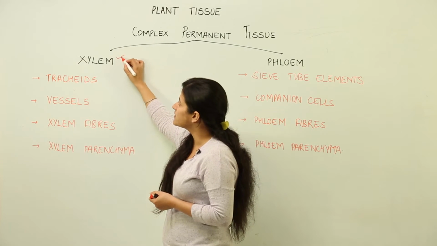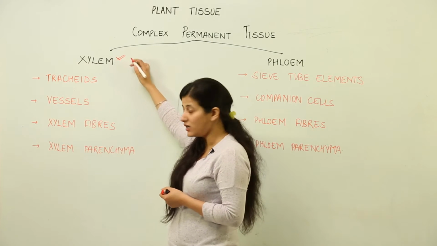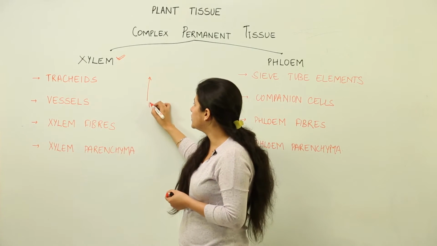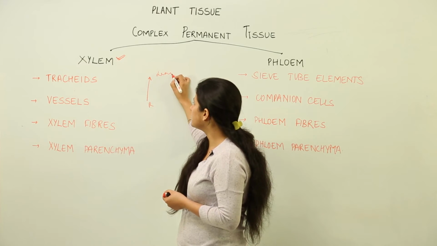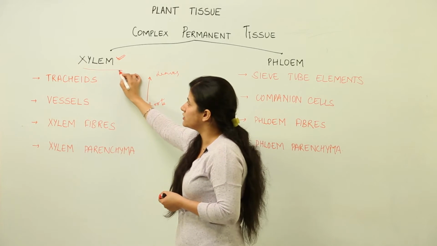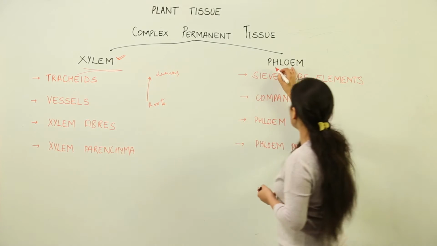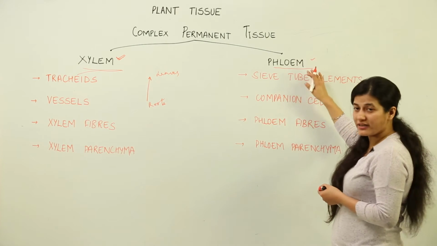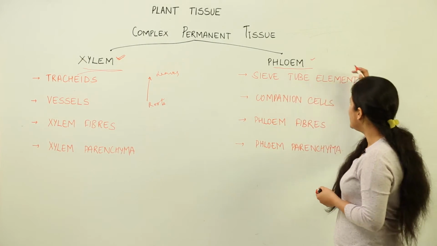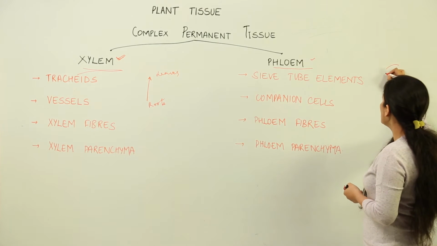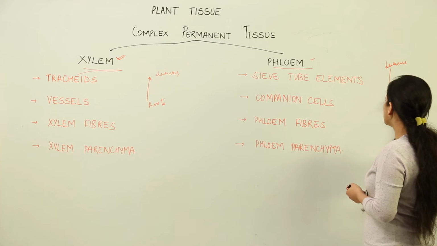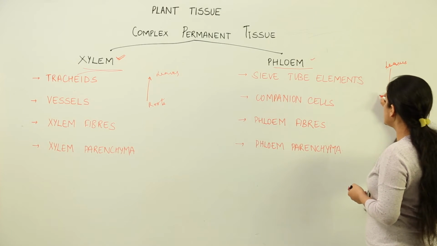First of all, the function of xylem is conduction of water in one direction, that is taking it from roots to the leaves. So basically this is a conducting tissue. Then in case of phloem, this carries out bidirectional flow of the food material which is synthesized in the leaves. So basically the direction would be from leaves to the storage organs, and in stress conditions from the storage organ to the leaves.